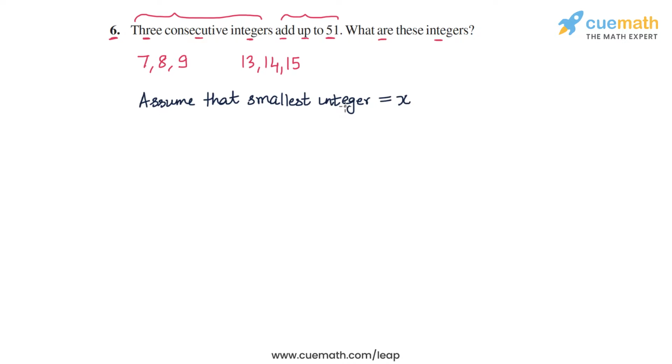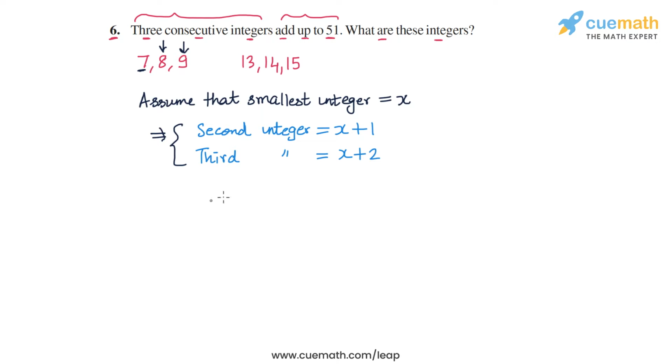Now what will be the other 2 integers in terms of x? For example, if the smallest integer is 7, then the next integer is 7 plus 1 and the third integer is 7 plus 2. So in terms of x, we can write the second integer, or the middle integer, as x plus 1 and the third integer, the last integer, as x plus 2. So basically we have written the 3 consecutive integers as x, x plus 1 and x plus 2.